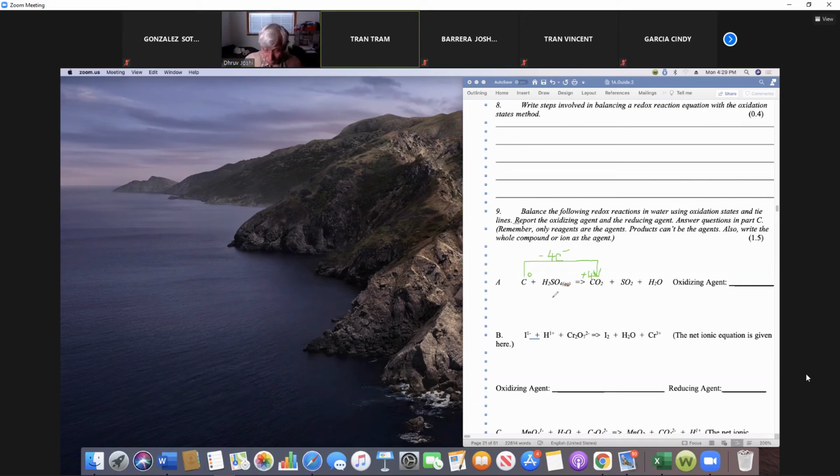H2SO4. Which one is the other atom? Oh, H2O. That's not changing anything. H2 is 1 plus here and 1 plus here. So hydrogen is not being changed. SO2, right? S. Oh, just S. Okay. The atom. Okay, we do it like that, right?